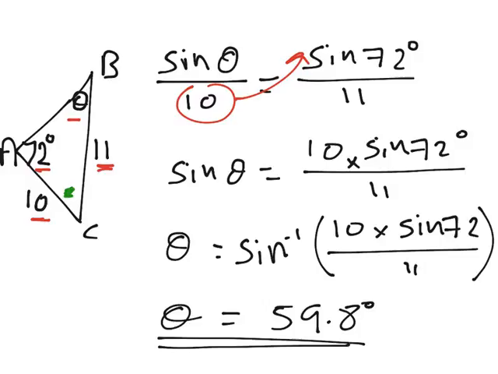Now, just as a wee bonus question, if you're actually asked to find this angle here, and you found theta, you can find this one by going 180 minus 72 and minus 59.8. Do it that way. Use the three angles adding up to 180 rather than going from the sine rule again. Okay, there you go. The simplest way to use the sine rule.